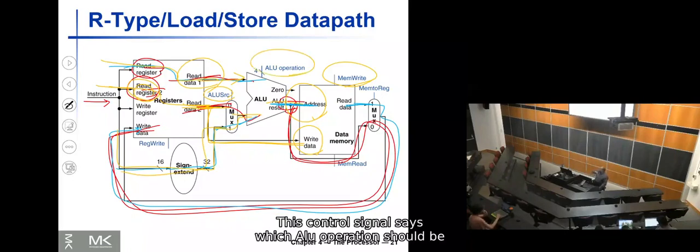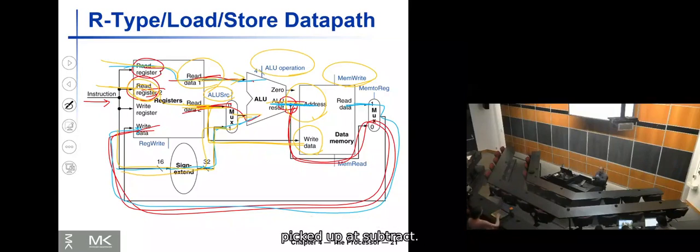This control signal says which ALU operation should be done: add, subtract, and, or, these things that we had. I guess that's it. Maybe. I have to look at the set of instructions that we have picked. So add, subtract, and, or. This will tell ALU which operation ALU should perform on these two operands.